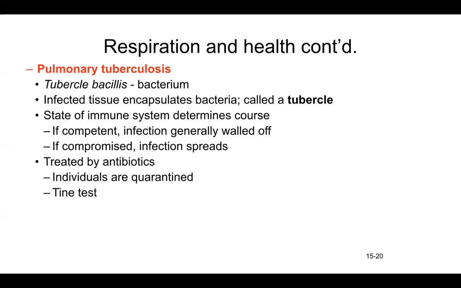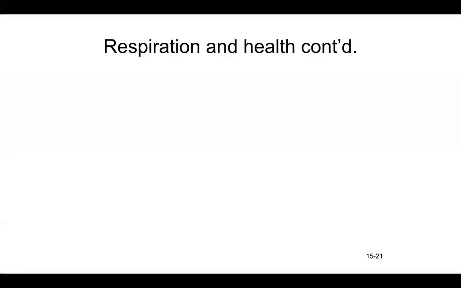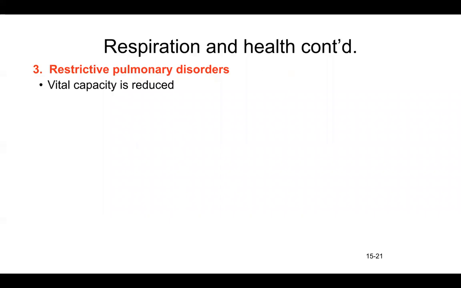Our third category are restrictive pulmonary disorders. So we talked about in our last lesson vital capacity and your entire breathing from the maximum amount you can breathe in to the maximum amount you can breathe out. So in restrictive pulmonary disorders, your vital capacity is reduced and your lungs are no longer stretchy enough to really increase the volume of air that can be taken in.